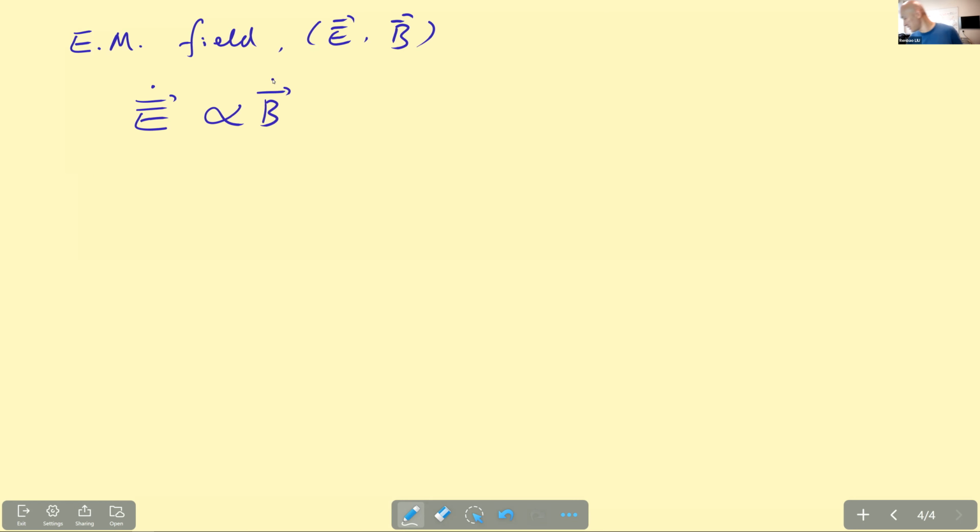Okay. And as an example, we can also consider this EM field. Right. So we know that we have E and B. Of course, there's the Maxwell equation, right? So the Maxwell equation tells us that the change of the electric field is proportional to the B field, right? And the change of the B field is proportional to minus the E field, right?